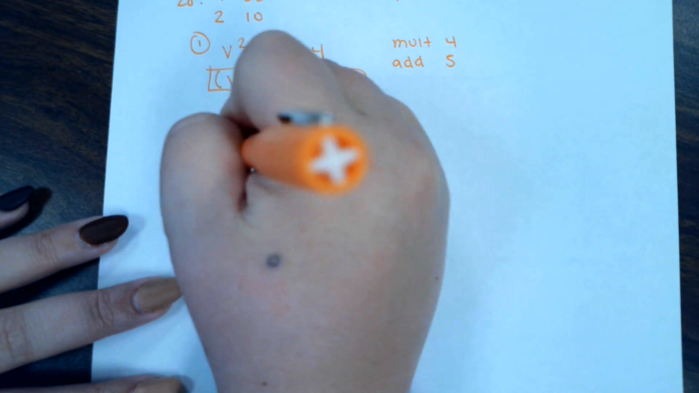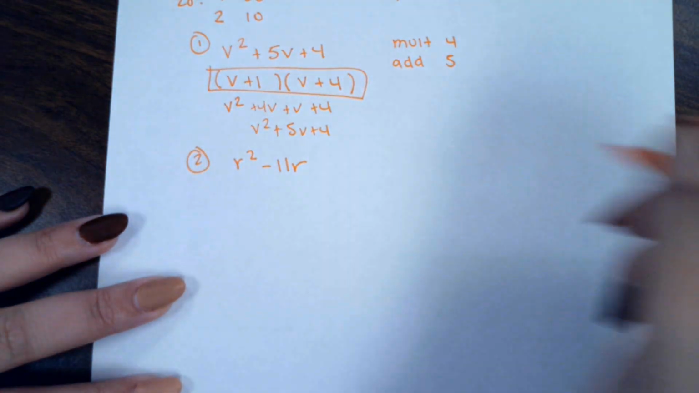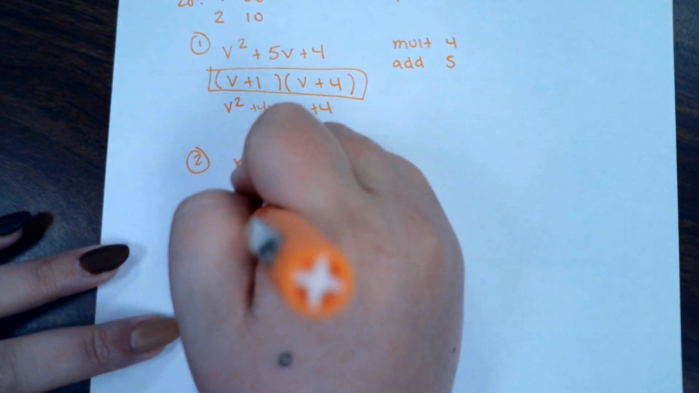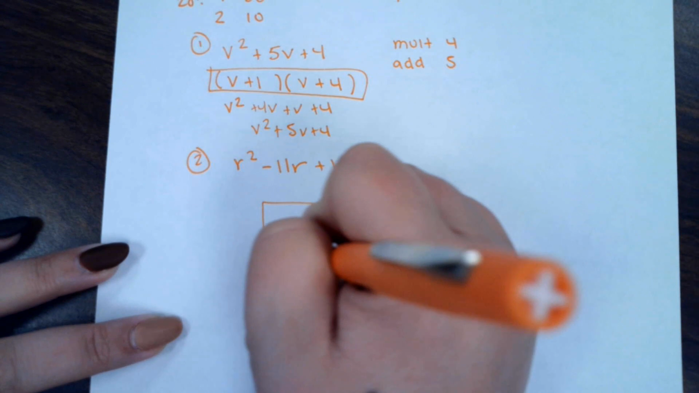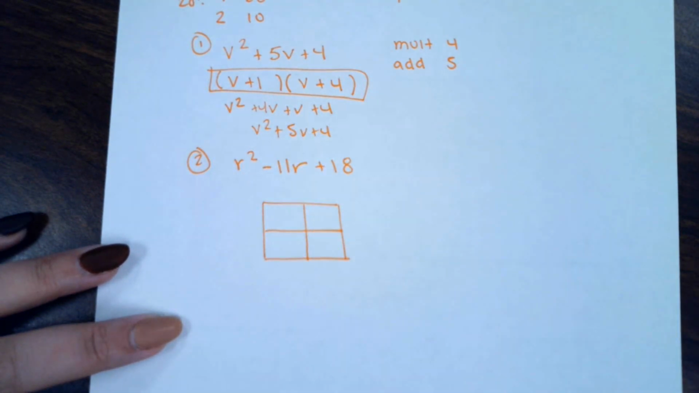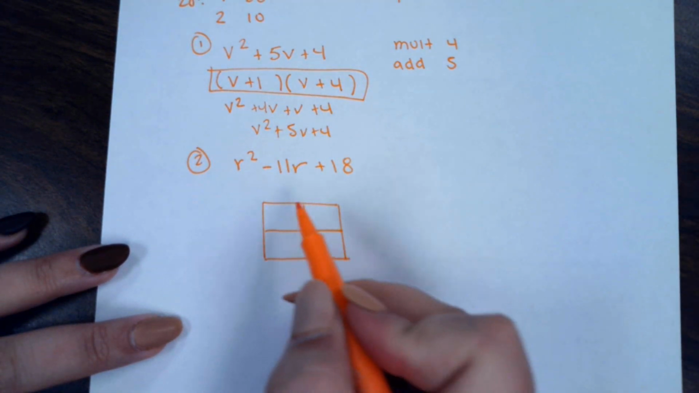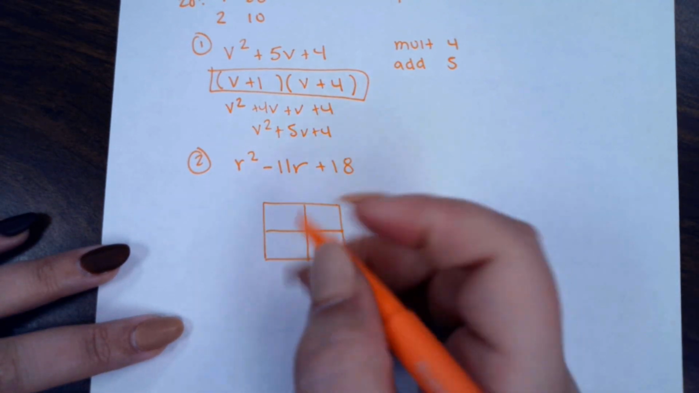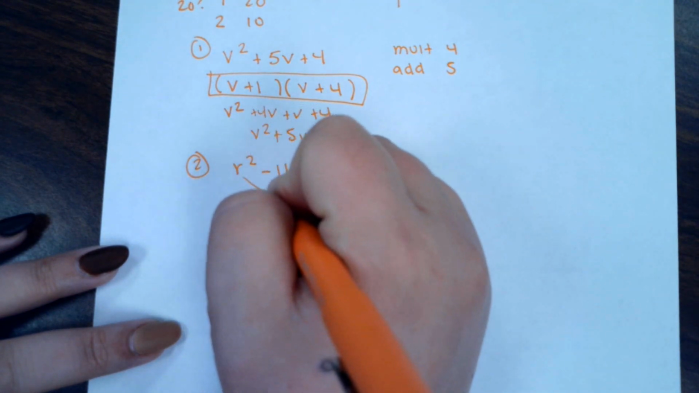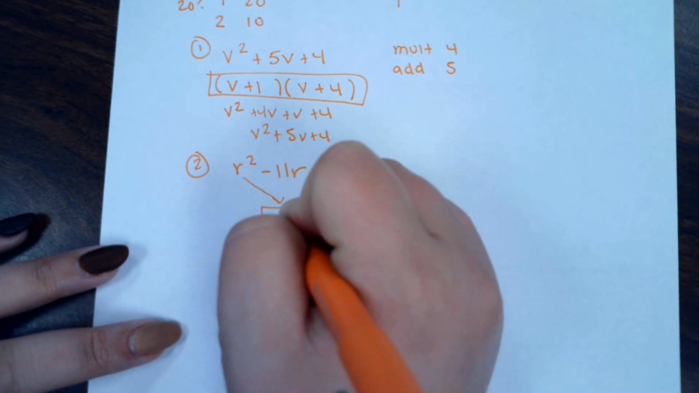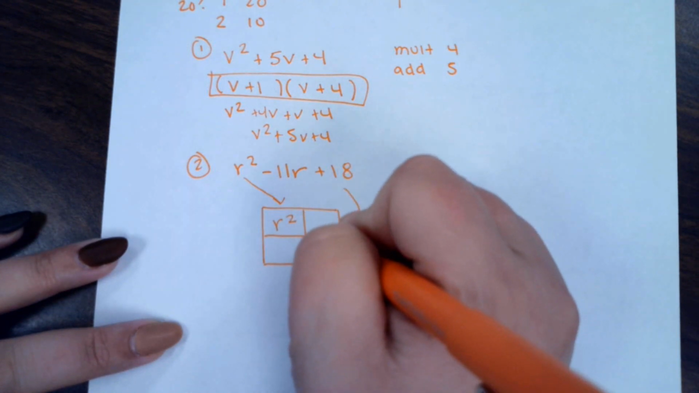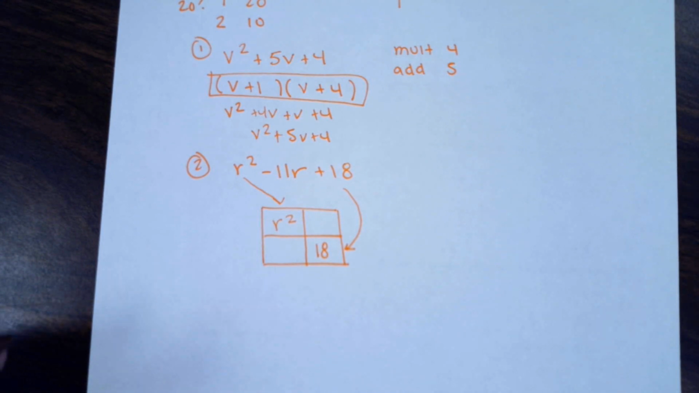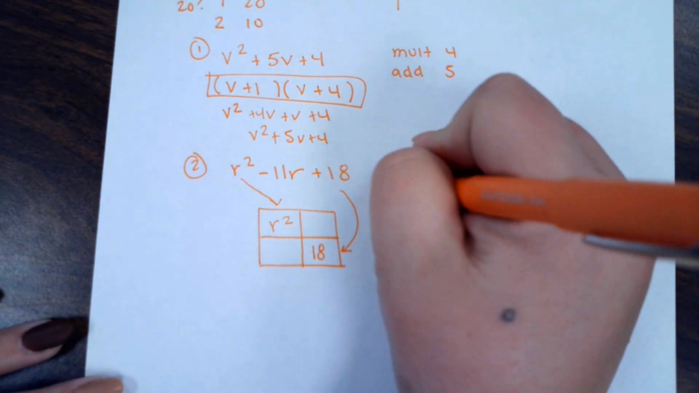Let's check out r squared minus 11r plus 18. So just like we did when we FOILed, we're going to create a box. Instead of having our binomials on the outside, we're going to start on the inside and work our way out. So we're going to put the first term right here, r squared, and take this last term and put it in this box here.